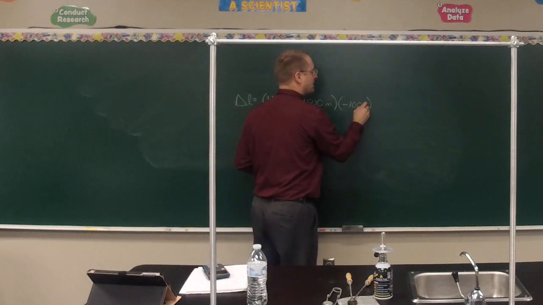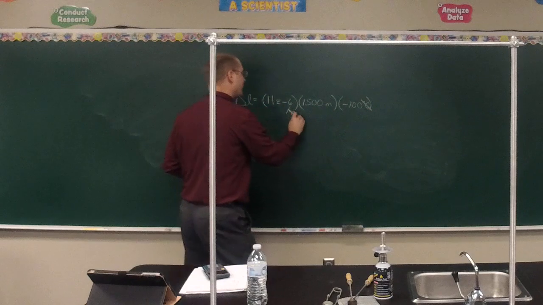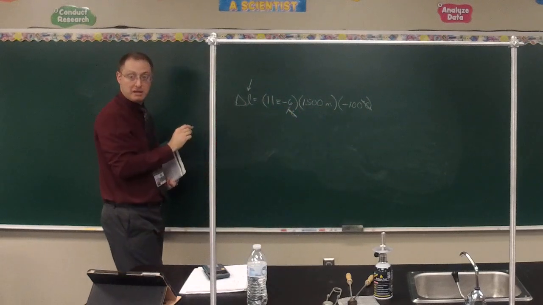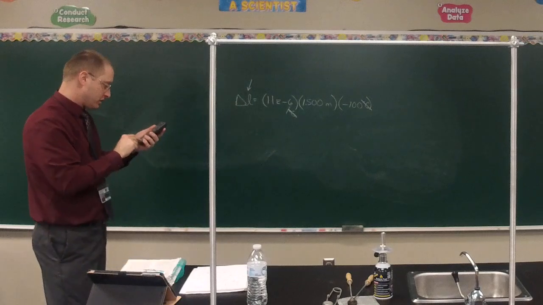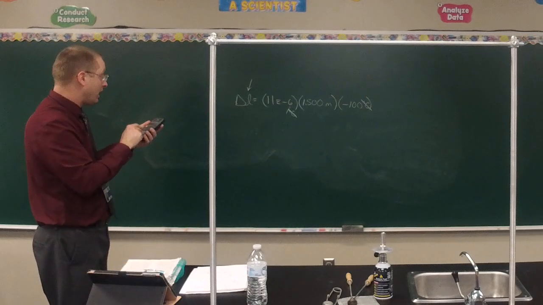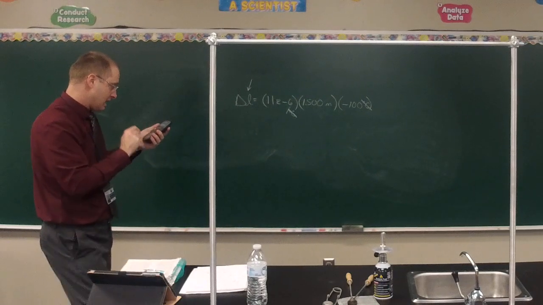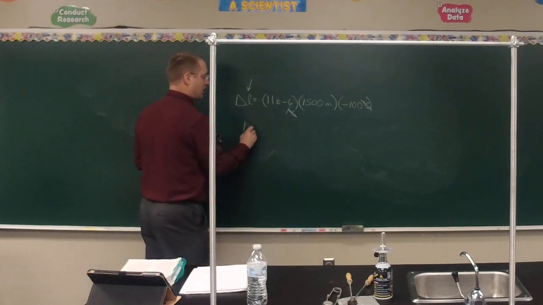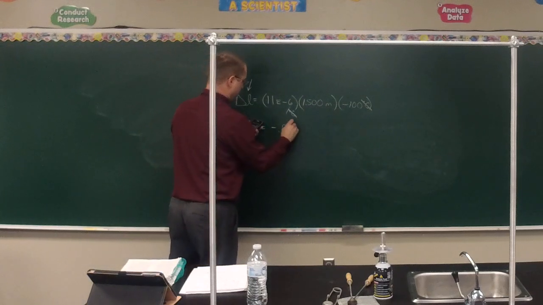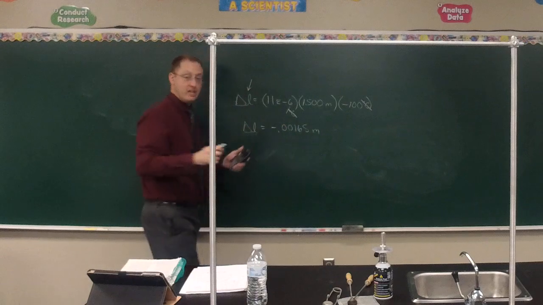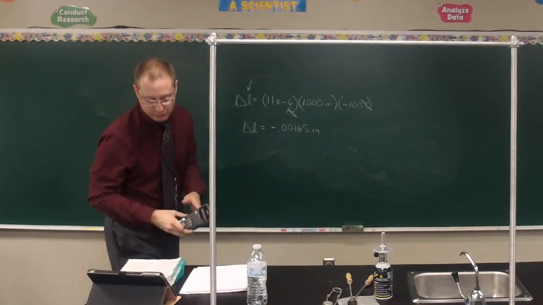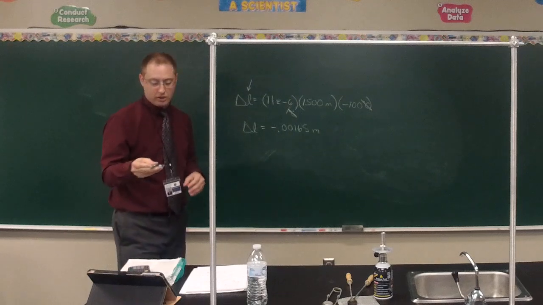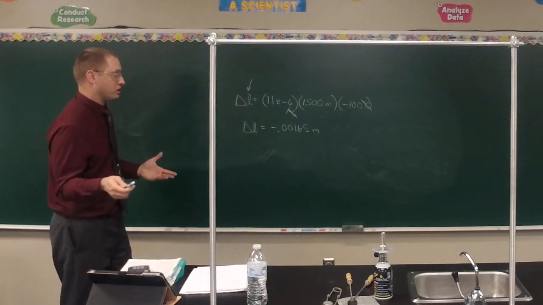Negative 100. Now, what's this going to do? Well, it's going to give us a negative change in length, meaning it shrinks. So we multiply the numbers together, and we get a change in length of negative 0.00165 meters. Did we get that change in length? But it didn't ask for the change in length. It asked for the internal diameter, the new internal diameter, if you will.